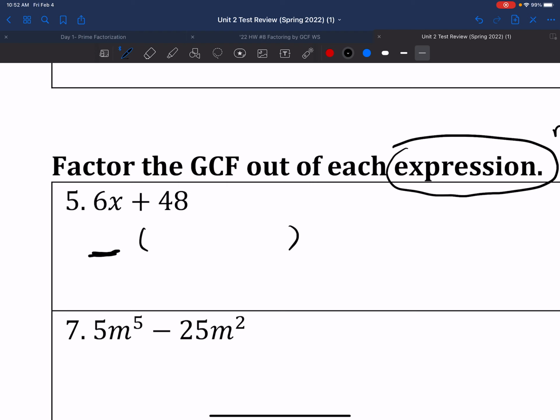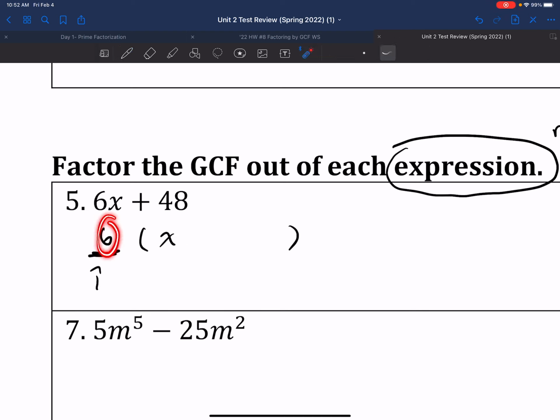So again, put the GCF outside and then the parentheses just like so. The GCF between 6x and 48 is 6, and then you're not done. It's not just 6. You have to figure out what goes in here. So 6 times what will give me 6x? That's just going to be x.